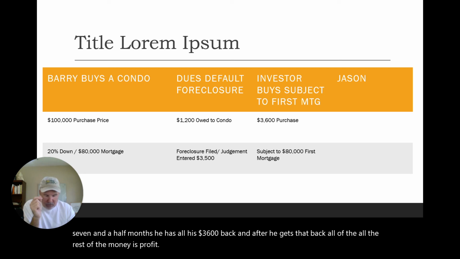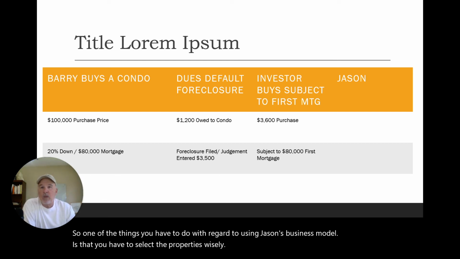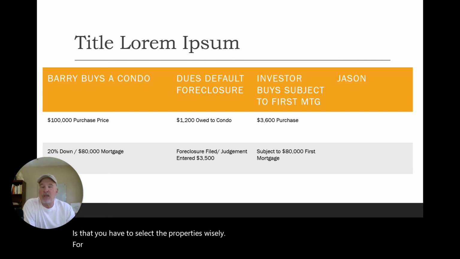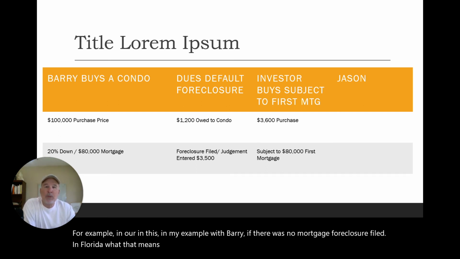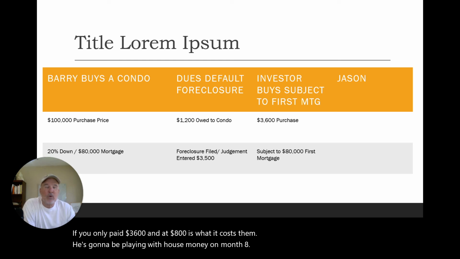So one of the things you have to do with regard to using Jason's business model is that you have to select the properties wisely. If, for example, in my example with Barry, there was no mortgage foreclosure filed in Florida, that means Jason would be able to rent that unit out for well over a year, probably into a year and a half. Now, if you only paid $3,600 and $800 is what it costs him, he's going to be playing with house money on month 8. And he's still got 7 more months to go.